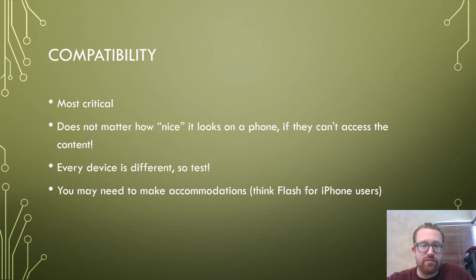Compatibility is the most critical. The text emphasizes that it doesn't matter how nice the website looks on a phone. If the user can't access the content, it's useless. Every device is different. The iPhone differs from an Android phone, and even with all the Androids, the Android phones all differ. There are different sizes, different operating systems. So every device is different. You need to test on multiple mobile devices.